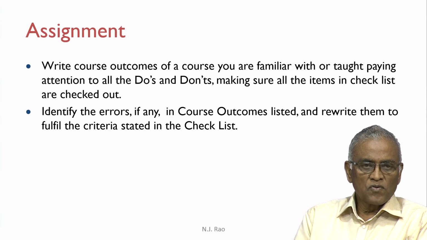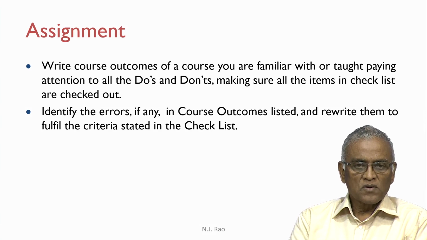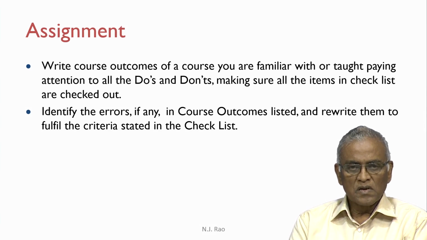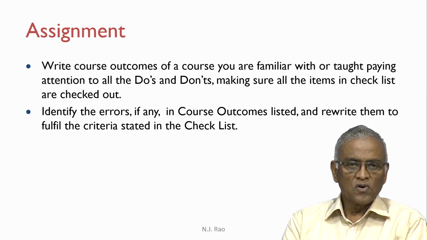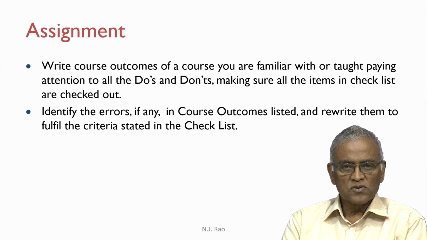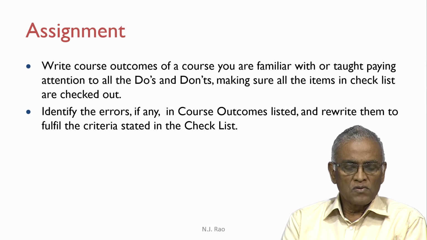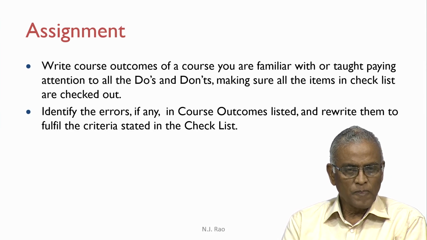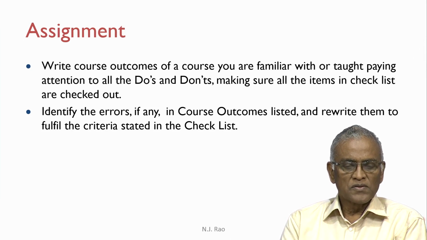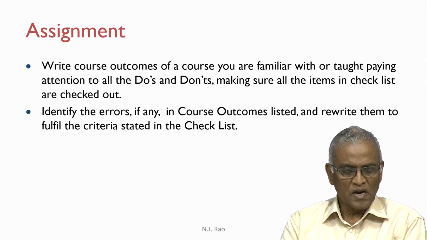Now what we want you to do is write course outcomes of a course you are familiar with or have taught, paying attention to all the do's and don'ts, making sure all the items in the checklist are checked out. In the earlier unit you wrote some samples of course outcomes: what the elements are and how to include them. Now you have to write for a complete course, making sure that all the items in the checklist are addressed and your do's and don'ts are also observed.